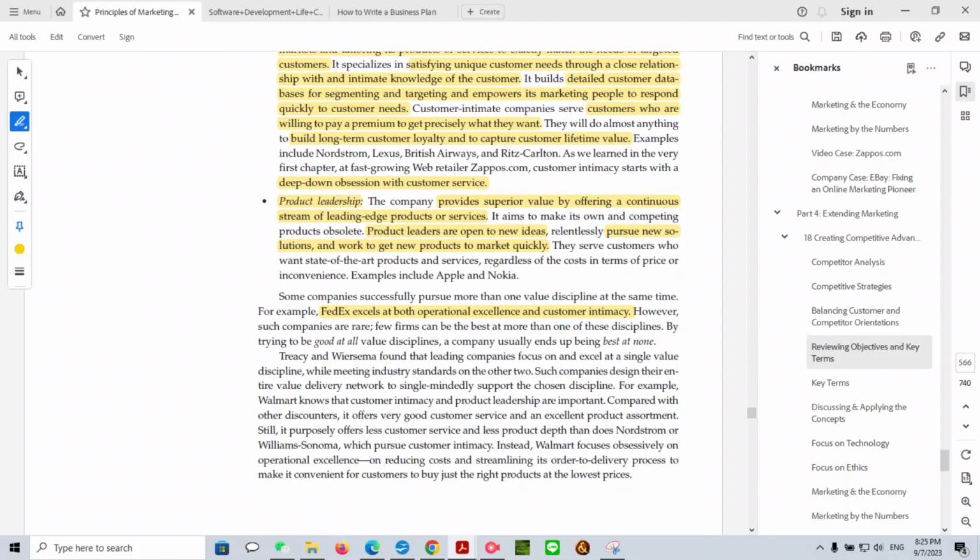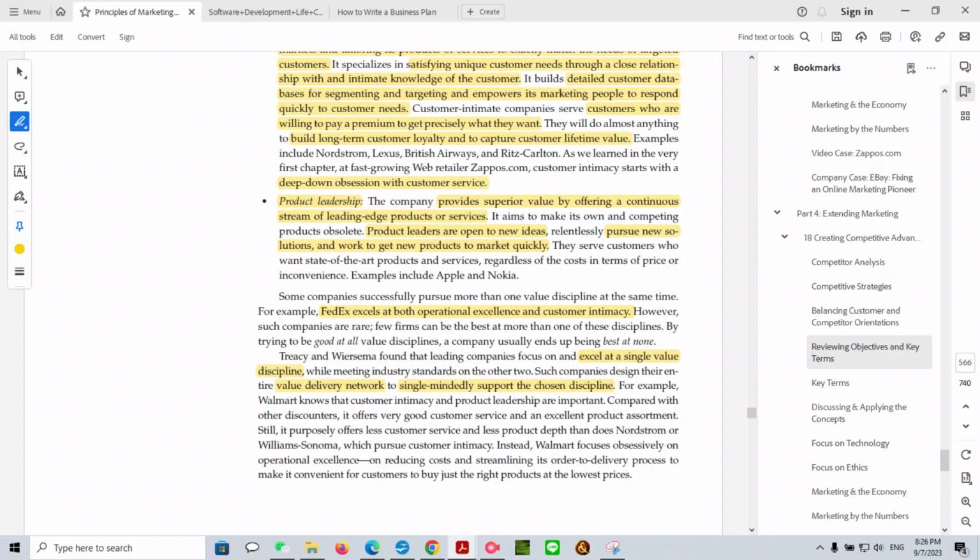Treacy and Wiersema found that the leading companies focus on and excel at single value disciplines. Exactly. We need to have a niche. That's why we have niches, not just segments. So we need to specialize so we can have the greatest possible quality in what we do, while meeting industry standards in the other two. Some companies design their own entire value delivery network, as I talked to you before, single-mindedly to support the chosen discipline. And remember, in the value delivery network, we have partners and the supply chain that work together to ensure the highest quality service for the end user consumer.